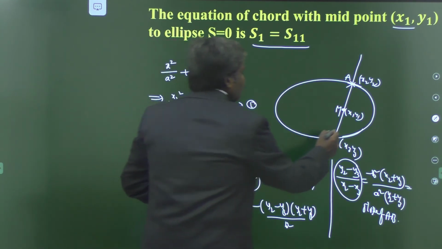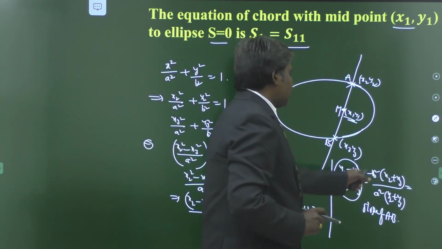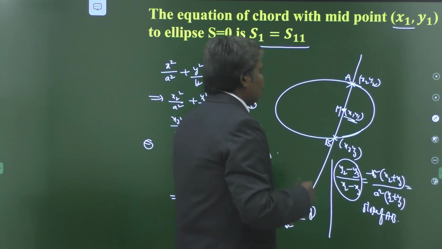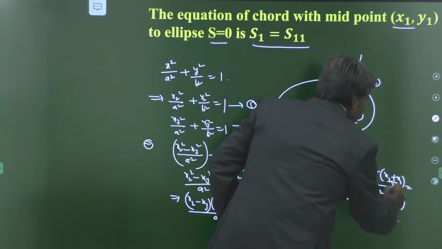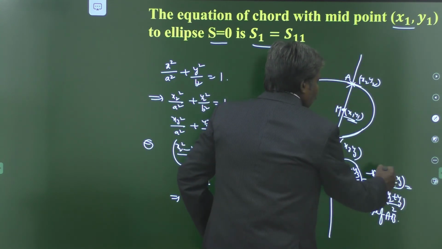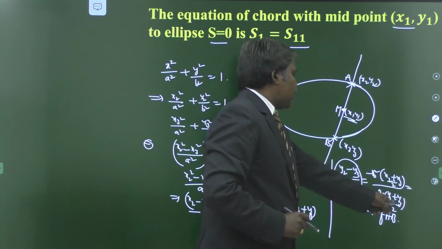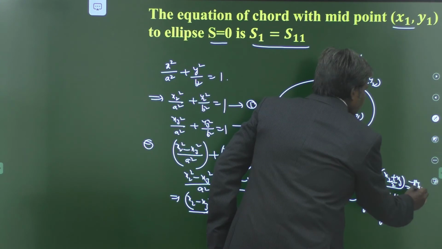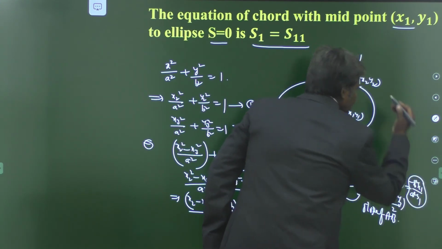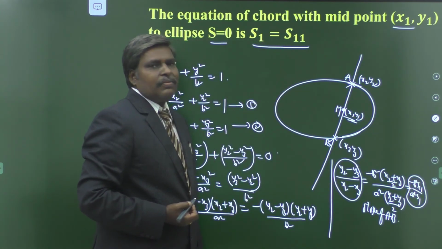You take this point (x1, y1) and (x2, y2); this is the slope. This can also be converted into x1, y1 just by dividing by 2, because a 2 is there. What is (x2 plus x3) by 2? That is nothing but x1. What is (y2 plus y3) by 2? That is y1. So minus b square x1 by a square y1. This is the slope. Minus b square x1 by a square y1.